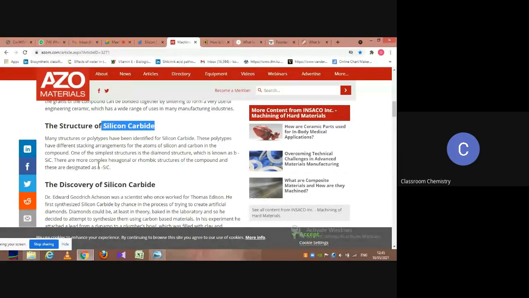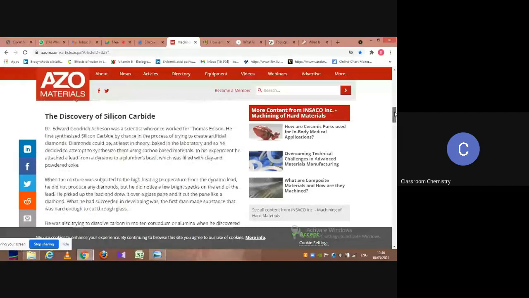Okay, there are more complex hexagonal or rhombic structures of the compound, and these are designated as silicon carbide, SiC. म्हणजे आपल्या इथे दोन स्ट्रक्चर लक्षात येतील. वन इज द डायमंड टाइप ऑफ स्ट्रक्चर and second is the simple SiC. SiC means it has more complex hexagonal and rhombic structure. ठीक आहे, एमसीपीच्या दृष्टीने हे खूप महत्वाचं आहे.